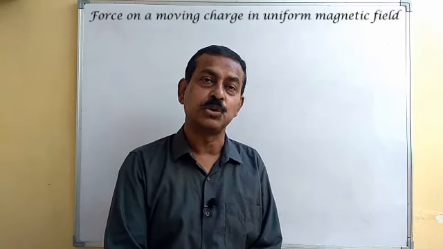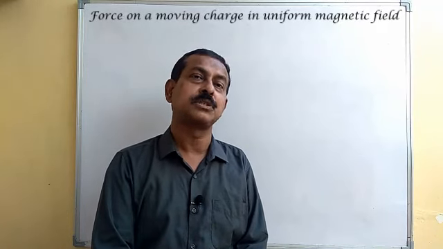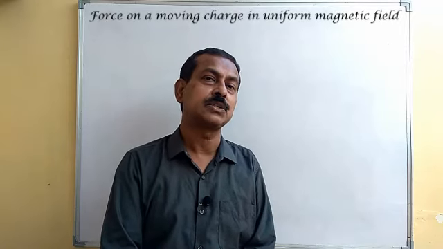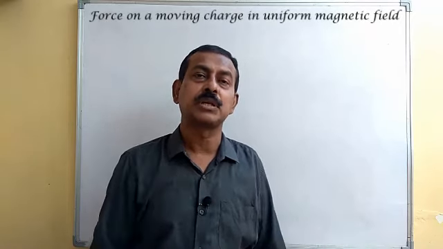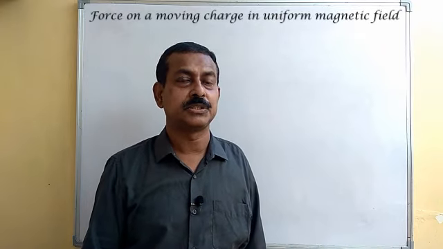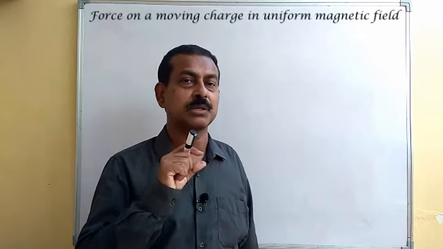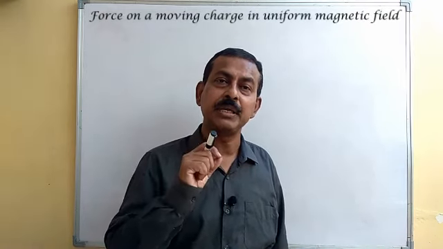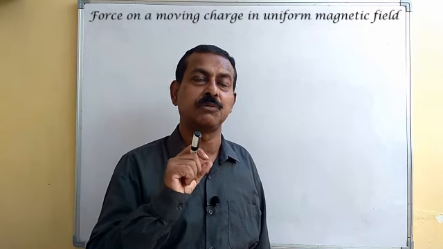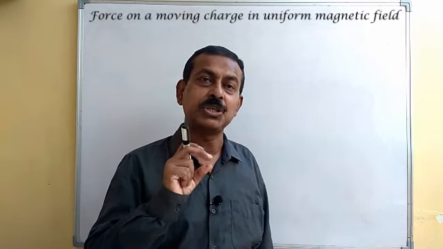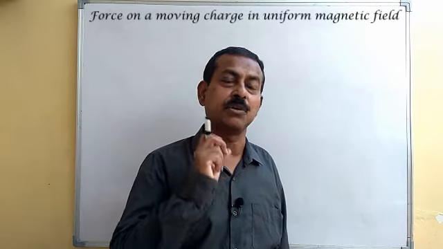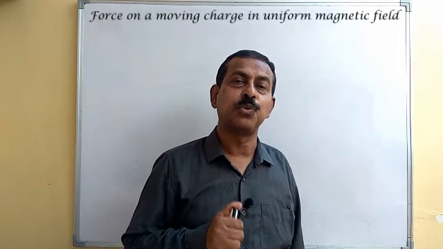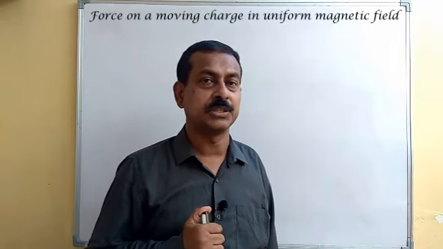So here also, if you take a charge moving with certain velocity, we can treat that also as a small current element, because current is the flow of charge. If you take a small length of the current carrying conductor, that is your current element. Similarly, a charge moving with certain velocity is dimensionally the same as a current element. So let's first take what is the force experienced by a moving charge.